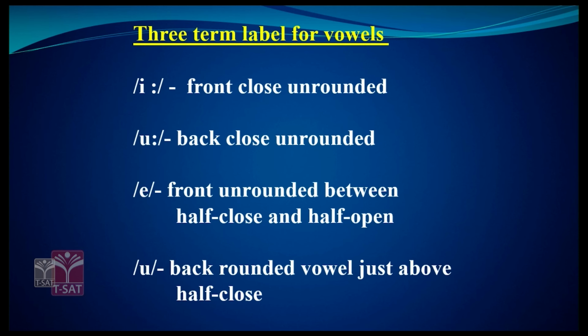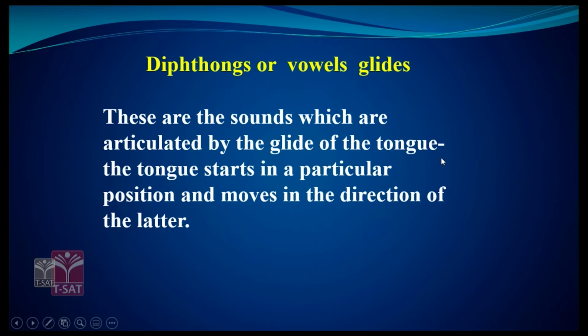We can give a three-term label for vowels, as i is front, close, and unrounded, whereas u is back, close, and rounded, and e as in front, unrounded between half close and half open, and o is a back, rounded vowel just above half close. The other area in vowels is diphthongs or vowel glides.